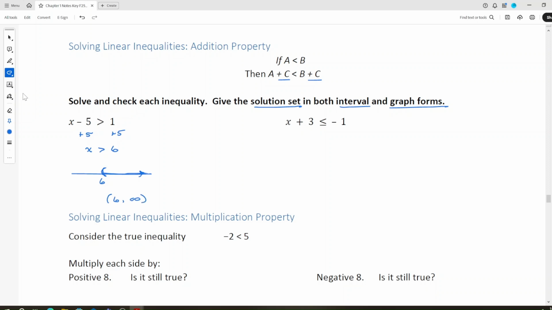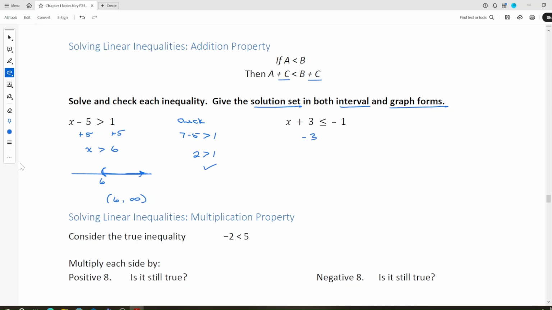If I wanted to check the solution, I would pick something like 7. Is 7 minus 5 greater than 1? Is 2 greater than 1? Yep. So this is my solution. All right, try this one.